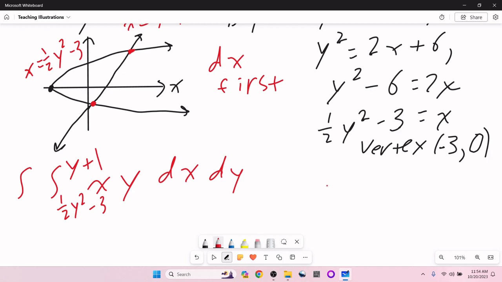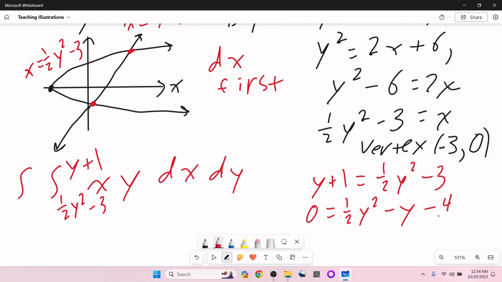So let's see. Let's set these equal then. y plus 1 equals 1/2 y squared minus 3. That gives 0 equals 1/2 y squared minus y minus 4, or 0 equals y squared minus 2y minus 8. Did I do that right? Hold on, let me check. Is something wrong here? No, that's right, minus 8.